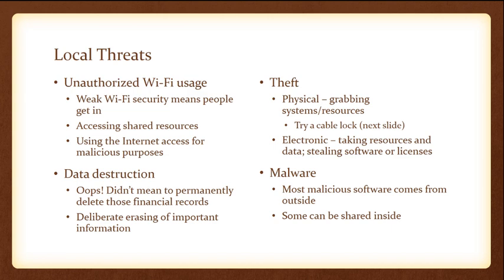Another type of unauthorized access is unauthorized Wi-Fi usage. This is where an attacker joins your network, and if file and print sharing is enabled, they can access, read, and even destroy your files. To prevent this, you should make sure you implement wireless encryption methods such as WPA2 that we talked about in a previous chapter.